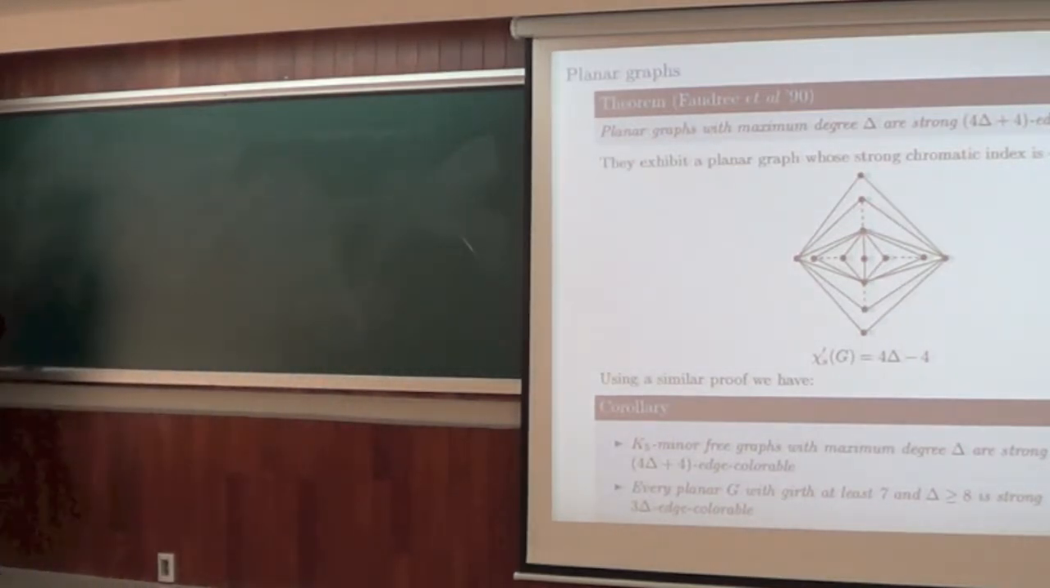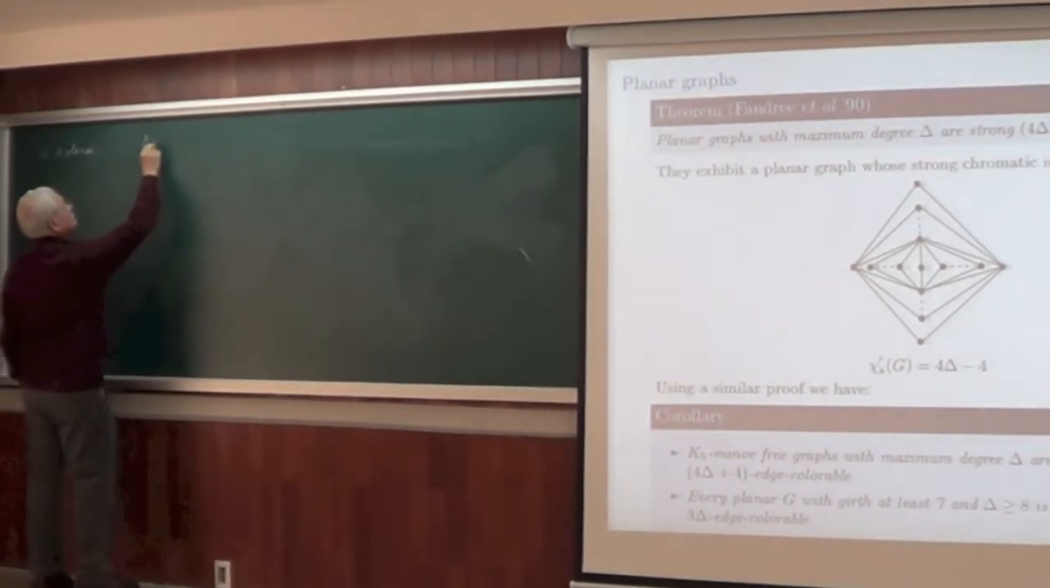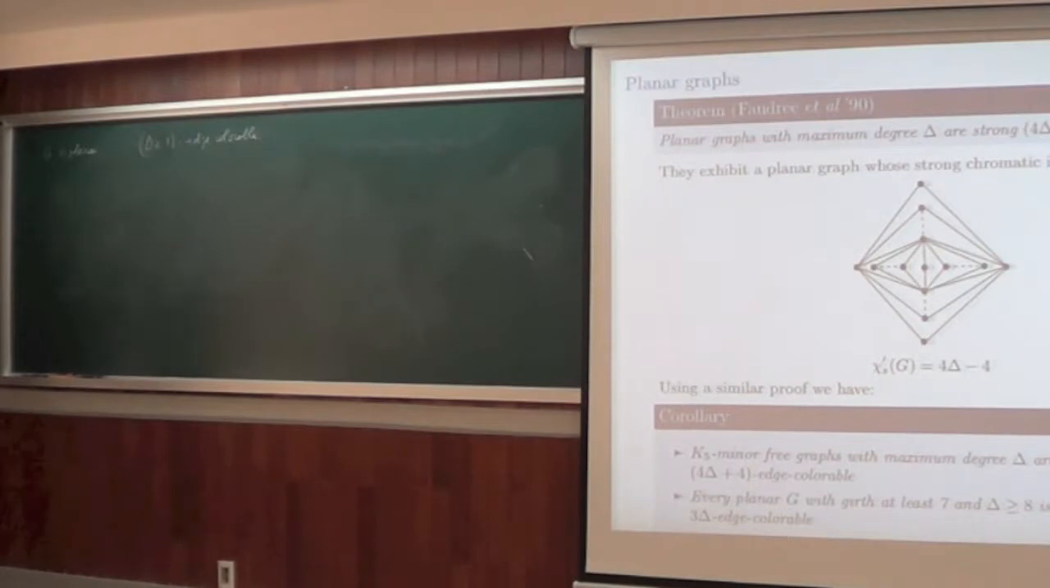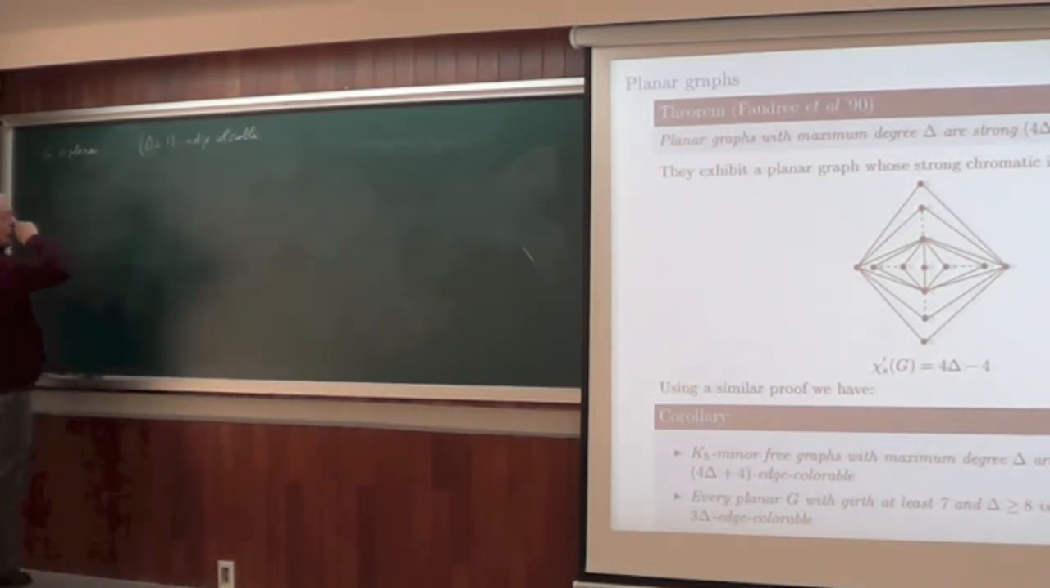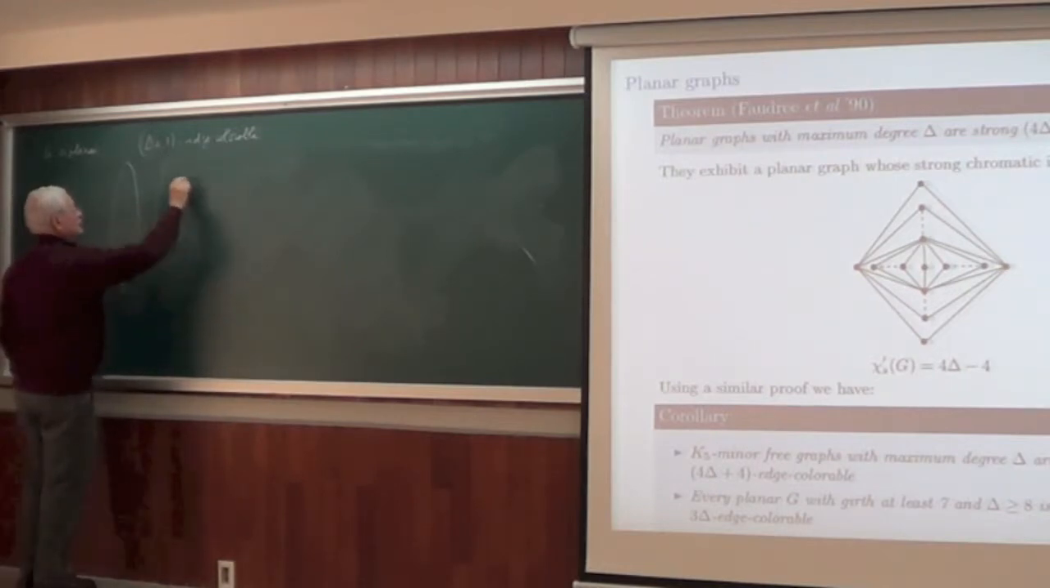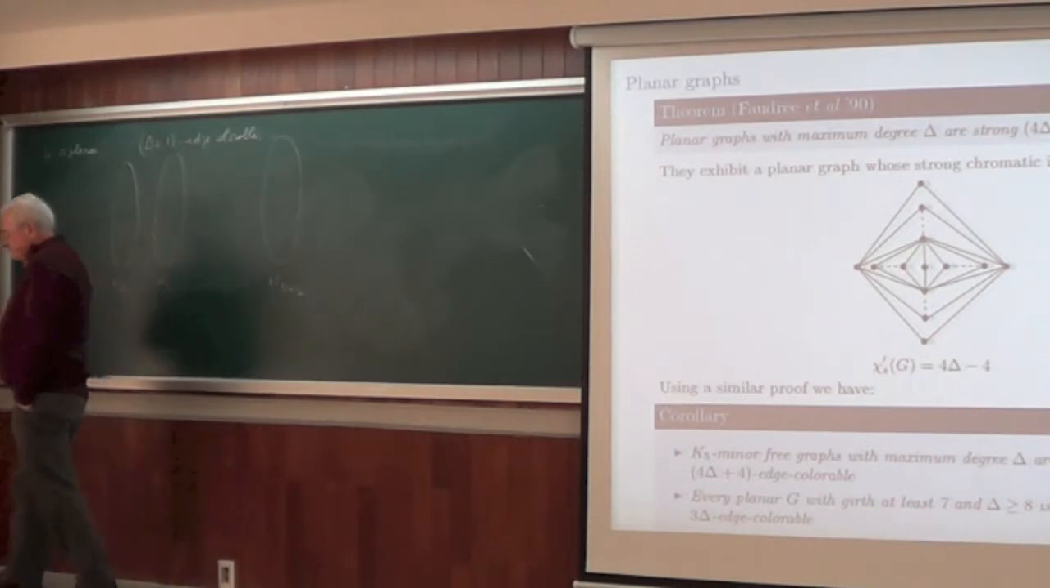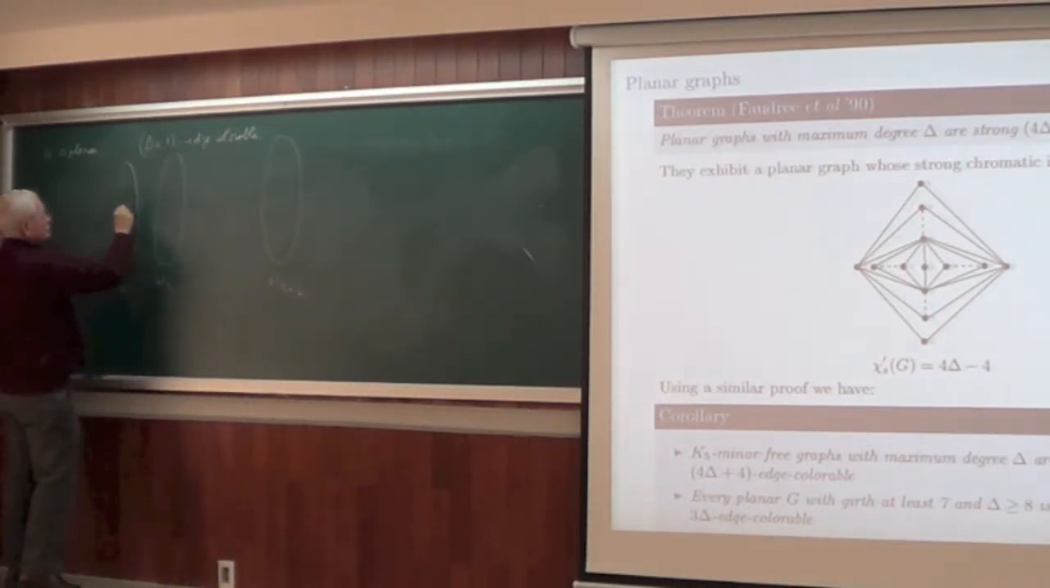First of all, we have to know that if G is planar, then we know by Vizing's theorem that it is delta plus 1 edge colorable. What it means? It means that I have a proper edge coloring of the graph with at most delta plus 1 colors. Okay? So I consider such a coloring of the planar graph. So I have delta plus 1 colors. So I will consider each color class. So I have color class H1, color class of edges H2, and so on up to delta plus 1.